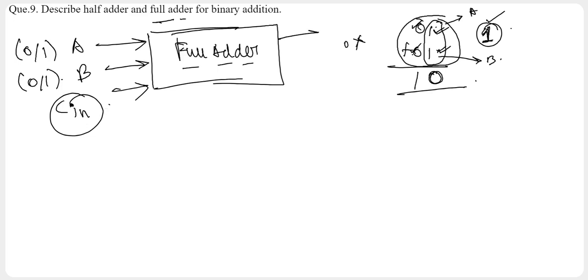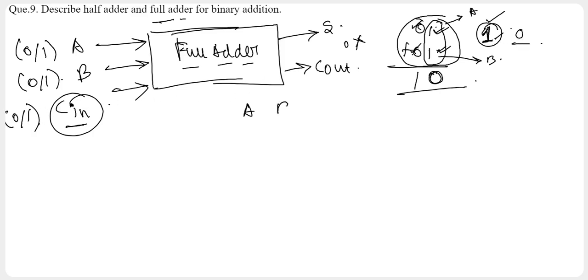And similarly, the outputs will be the same, S and Cout. S is the sum and Cout is the carry. So this Cin can either be 0 or 1, because here the carry is generated, so it is 1. But if the carry is not generated, it will be 0. So there will be no carry, right? So Cin can also be either 0 or 1.